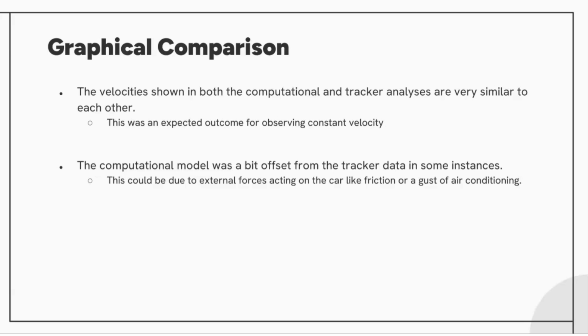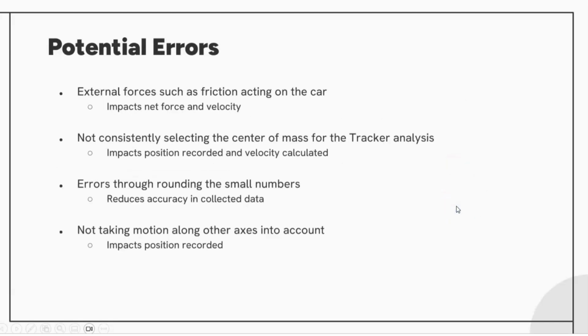And the computational model did offset a little bit from the tracker data in certain instances, which could be due to external forces acting on the car, like friction that wasn't accounted for, or maybe a gust of wind from the air conditioning. Now onto potential errors.